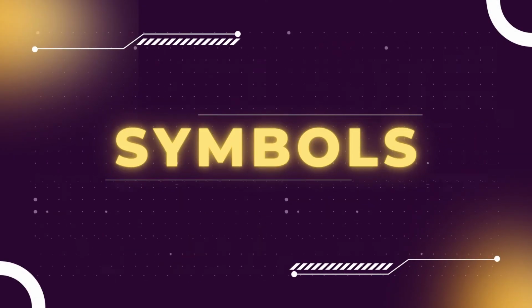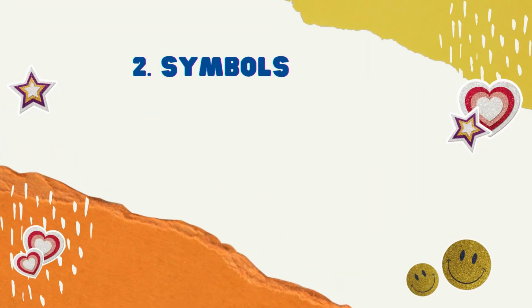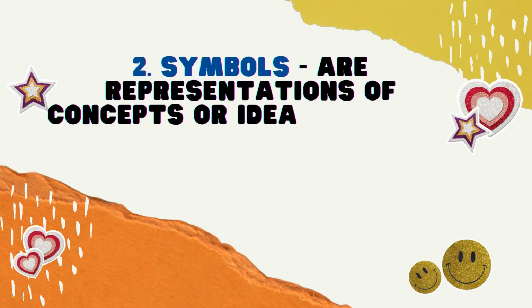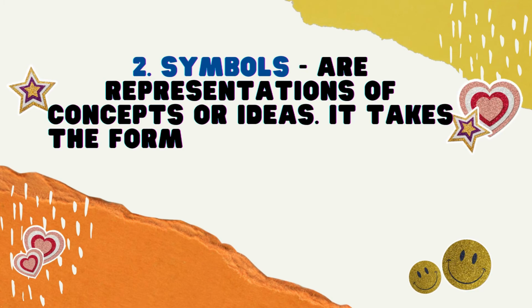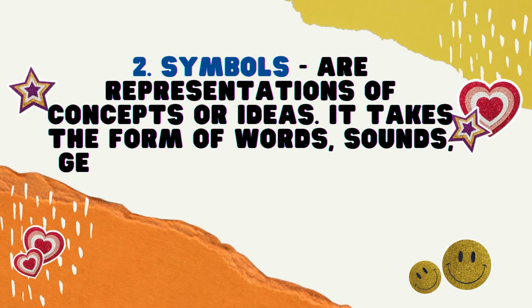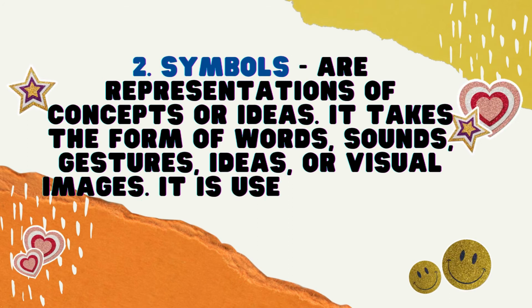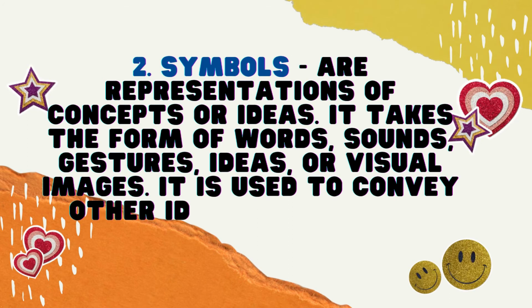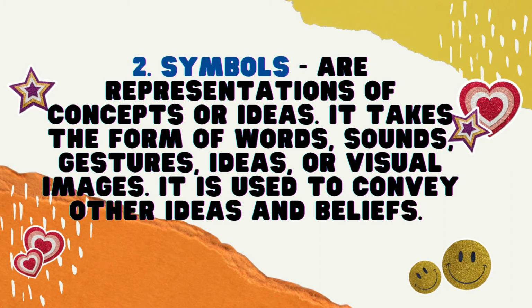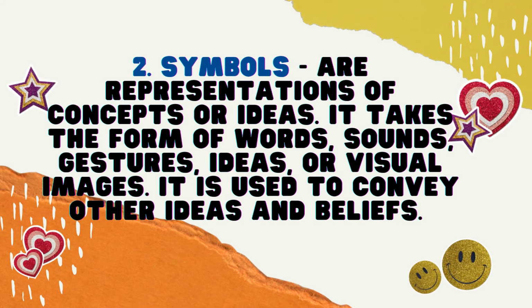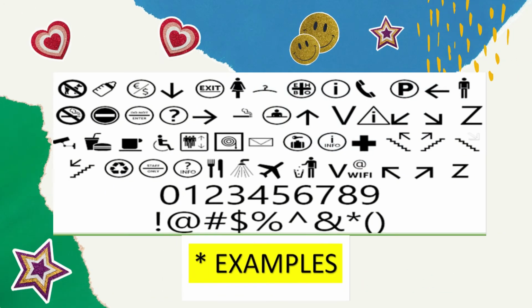We have symbols. Symbols are representations of concepts or ideas. They take the form of words, sounds, gestures, ideas, or visual images. They are used to convey other ideas and beliefs. We can see symbols everywhere. They are using symbols to convey lengthy words. Now these are the examples of symbols.